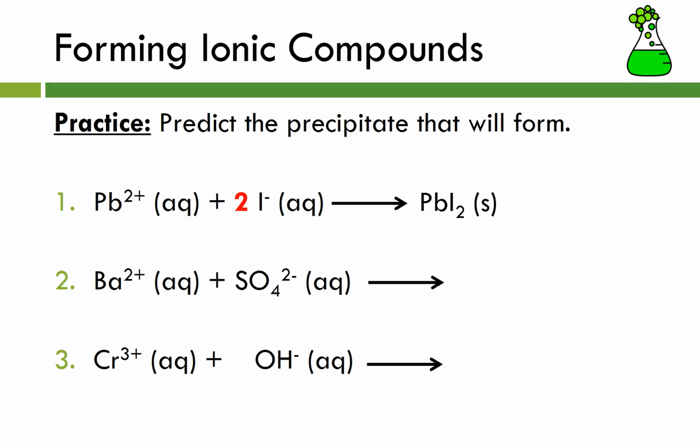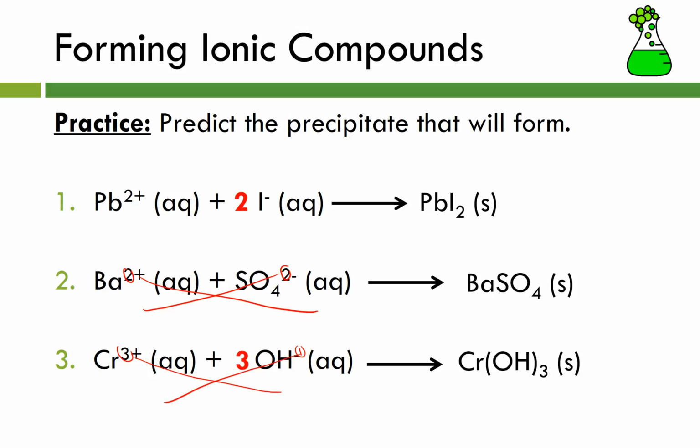If I want to get that balanced, I'm going to put a coefficient of 2 in front of iodine, or I should say the iodide ion. And number 2, you've got barium 2+ and sulfate 2-. So our charges, we can crisscross them. They're going to cancel out because we have to express it in lowest terms, and we get BaSO4, another solid. Chromium and hydroxide, same thing. Let's crisscross them. We know that technically this is a 1. We get Cr(OH)3. Make sure you're not forgetting the parentheses around the hydroxide.